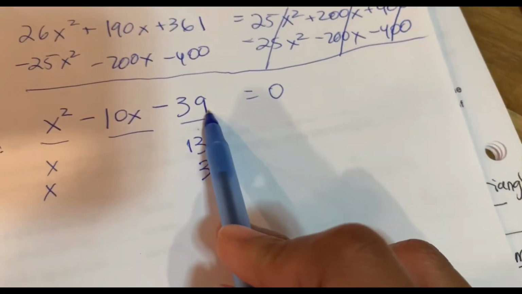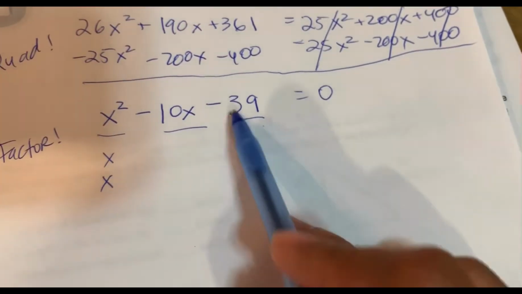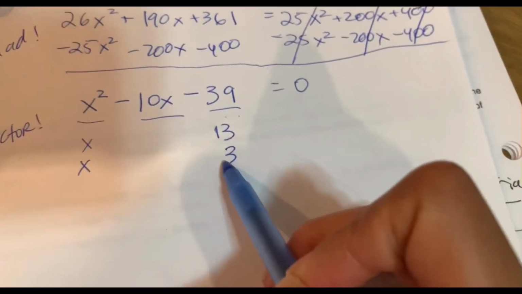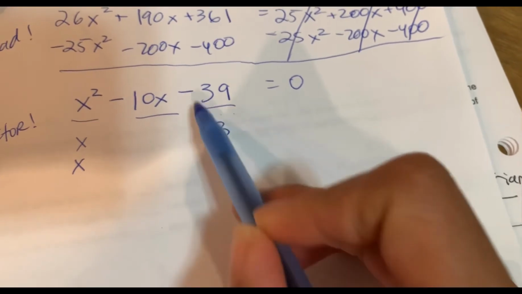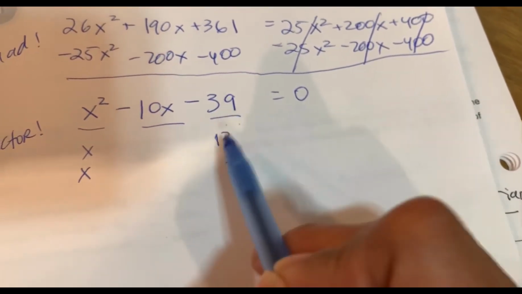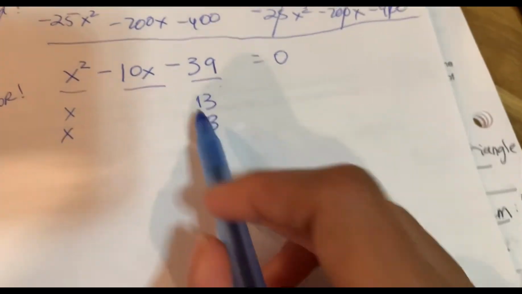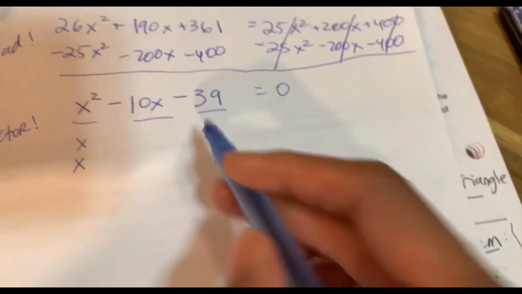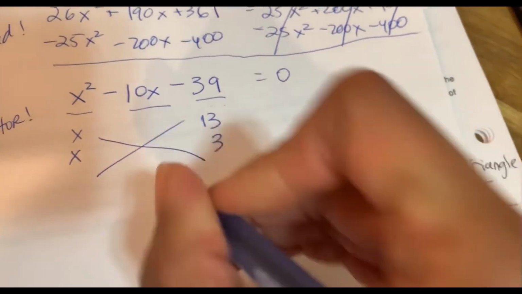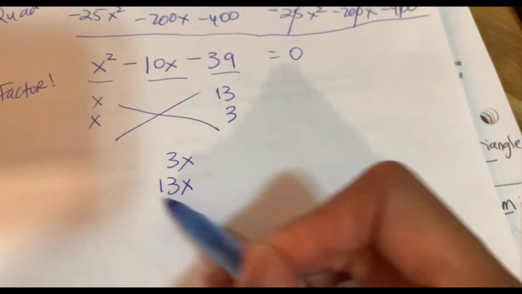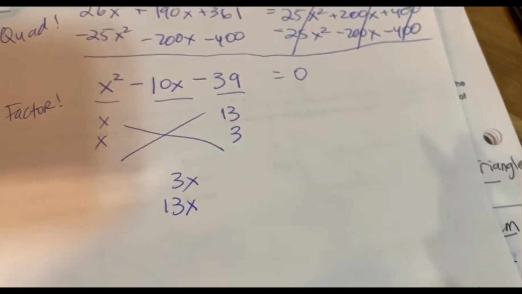here give me 39. I know one of these is going to give me a negative because I need a negative 39. But right now I don't know which one's going to be a negative. So I'll just leave it positive for now, but one of them will be negative. So when I do the x, I get 3x and 13x. Can I add or subtract this to give me a negative 10x? The answer is yes.